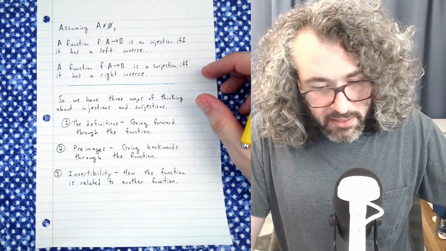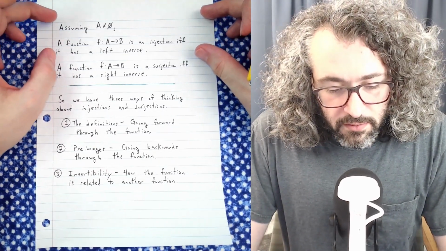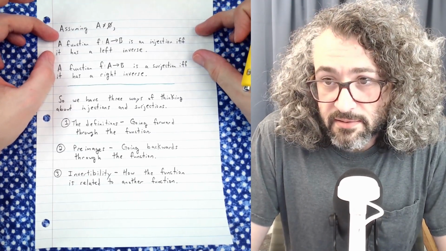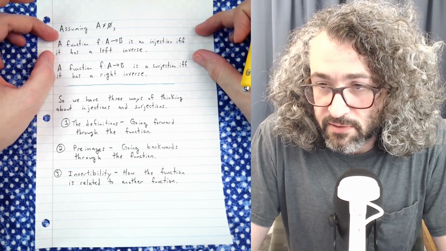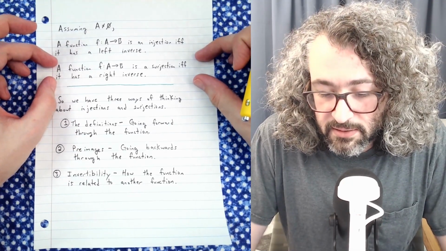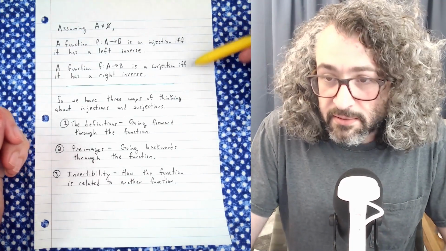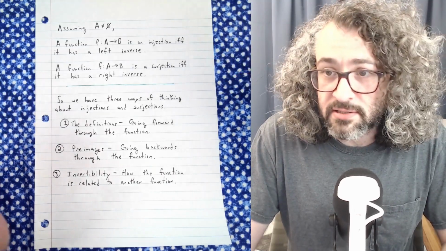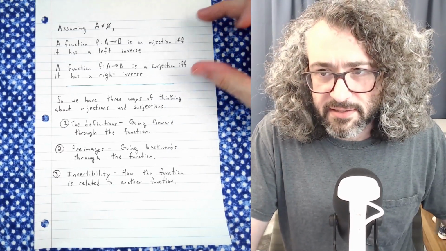So now to tie this back to injections and surjections. As long as the set A is not empty, this is a fact: a function f from A to B is an injection if and only if it has a left inverse. And then here's another fact. A function f from A to B is a surjection if and only if it has a right inverse. So I think, once again, this makes it a lot more clear how injections and surjections are opposites of each other. And I want to try to justify this.